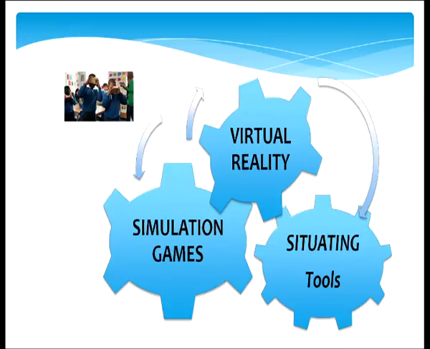The second type of tools of ICT are situating tools. If informative tools give us abstract information, then how do we convert this abstract information into more real information? Situating tools help us to do that. Situating tools make use of virtual reality and simulation games.